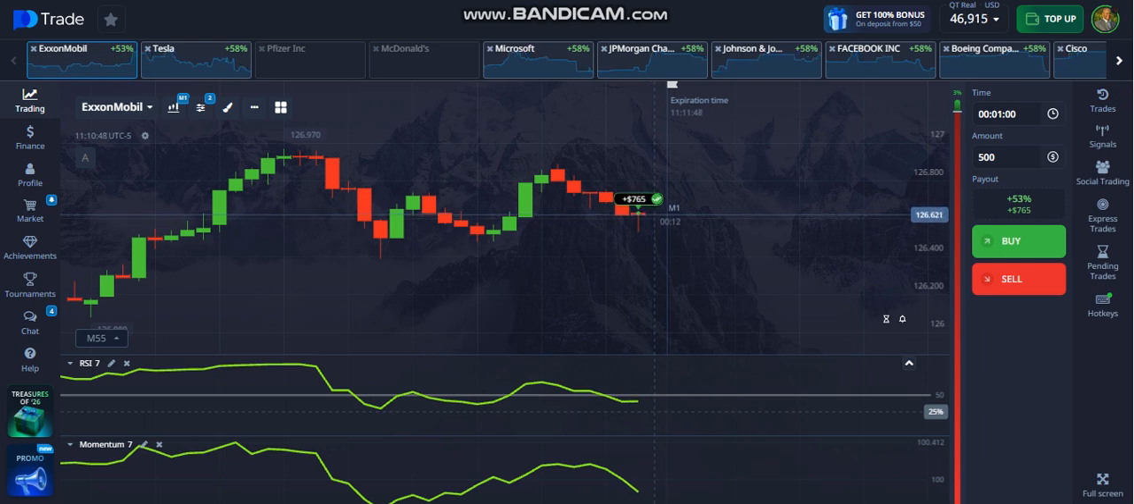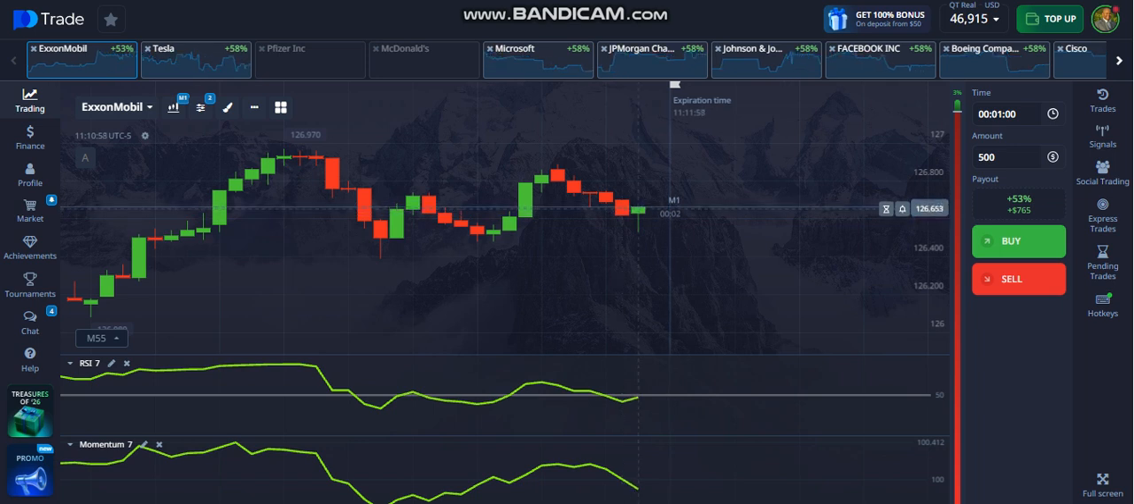Okay, so we won that trade. Kind of close. It kind of retraced back, but I took a good entry here on the trade.